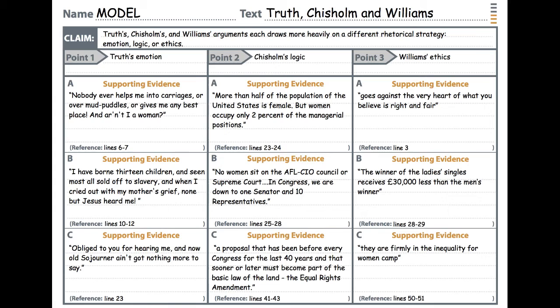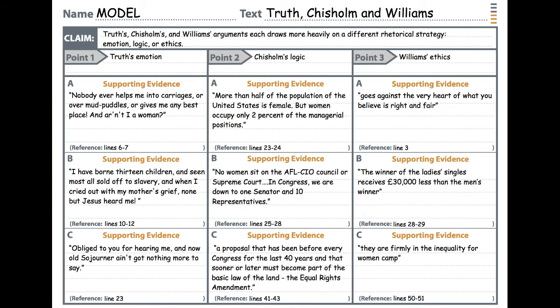The next piece of evidence we have is: no women sit on the AFL-CIO Council or Supreme Court. In Congress, we are down to 1 senator and 10 representatives. So again, this is simply logic-based because it is explaining almost a fact. It's just stating that clearly there aren't enough women represented in Congress or in many other higher societal or higher political institutions. And so it's supporting her argument for further women's rights just by using logic.